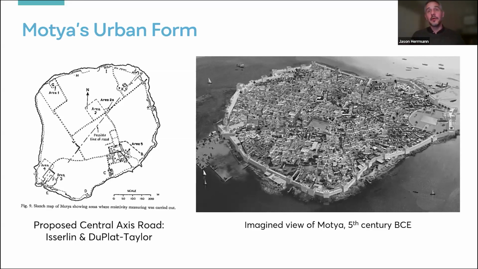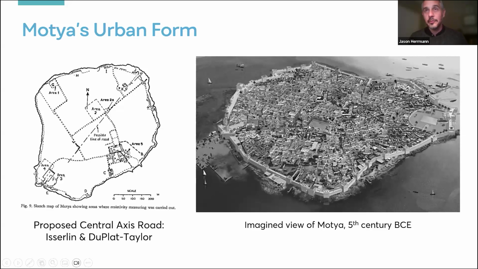On the right, however, we see another imagined view of Motya. This one comes from the museum on the site itself, which gives a more Orientalist picture of what the site might have looked like. It would be wrong to say it's not ordered because there is an order to it. It's just not orthogonal and rectilinear, like you would see in a Greek and Roman site.